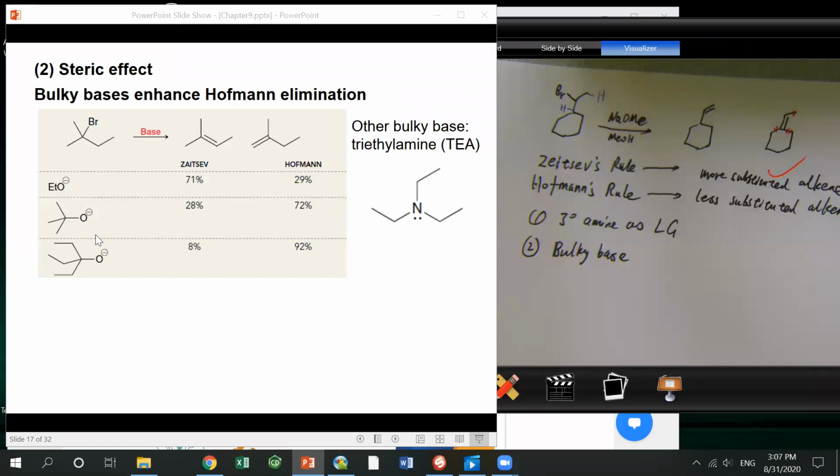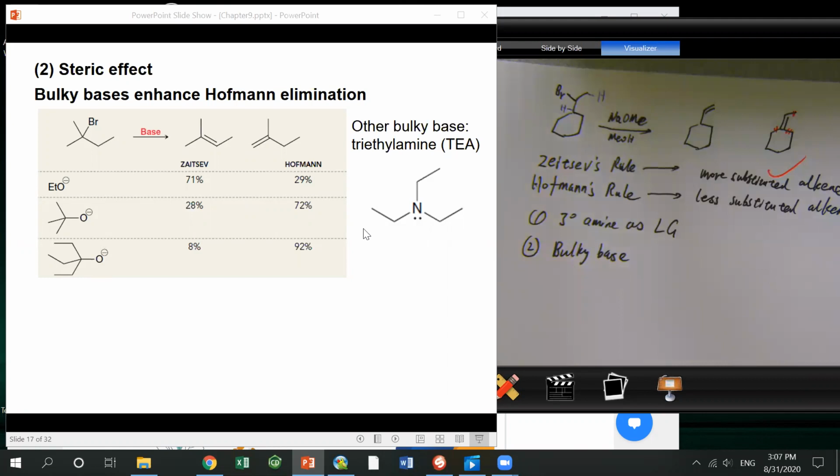And if we further increase the base size, with this guy, I don't know the name of this base, a very bulky one, you can see the Hofmann product, the least substituted alkene, becomes dominant, 92%. So there is a very tiny amount of the Zaitsev product.